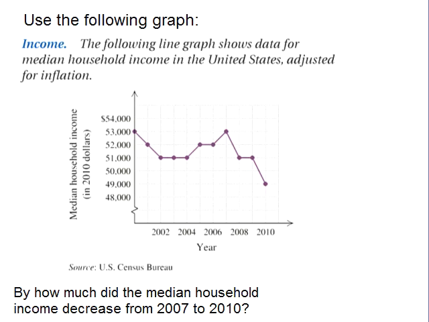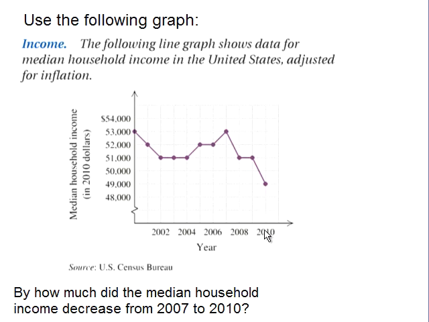The following line graph shows data for median household income in the United States, adjusted for inflation. So we're to use the following graph to determine by how much the median household income decreased from the year 2007 to the year 2010.